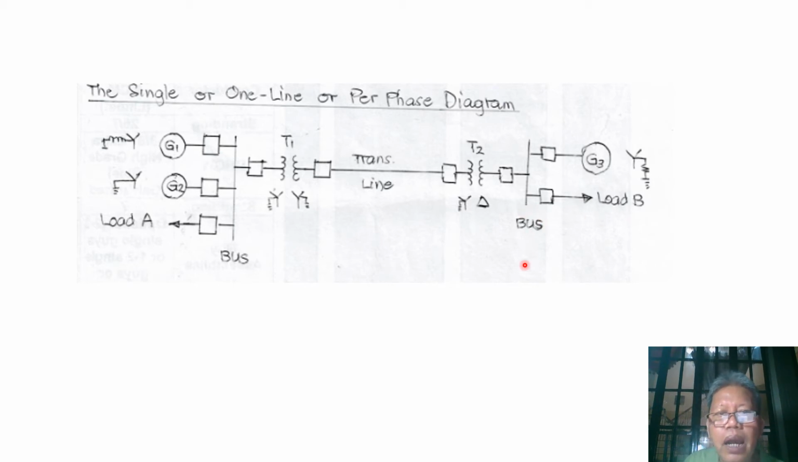So this is our single line diagram, replacing our equipment like generators and transformers by their symbols. This is per phase. So we have two windings representing our three-phase transformer, because we consider here a per phase, single line diagram. So single or one line diagram of our power network.